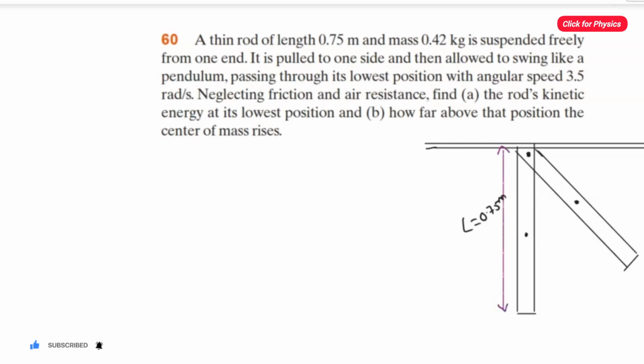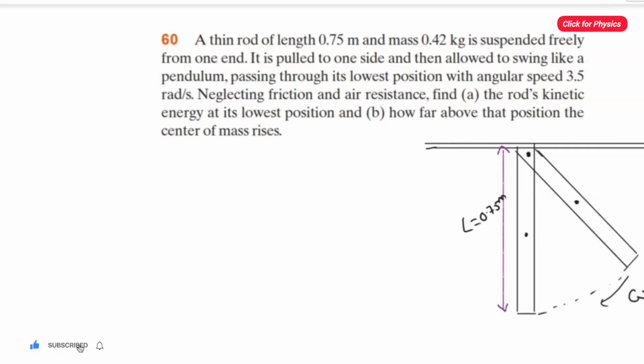Now what we are going to do, we are just taking this rod to a certain distance and we are going to leave it. So what will happen, this rod will swing like a pendulum. So when it is about to swing, it has the angular speed, omega, which is equal to 3.5 rad per second. When the rod comes to the lower position, we have to find its kinetic energy. Clear? So for that, we have to use the formula for the rotational kinetic energy.